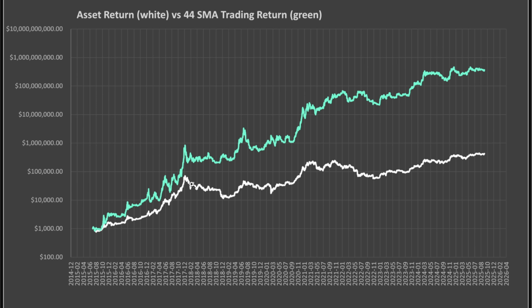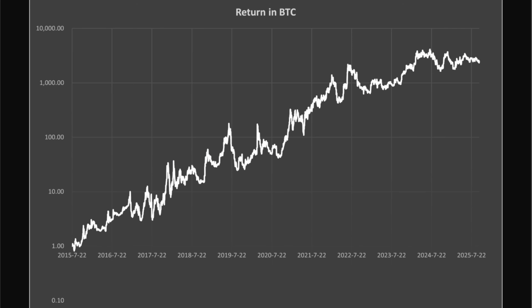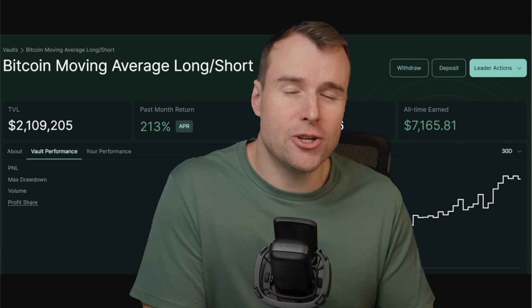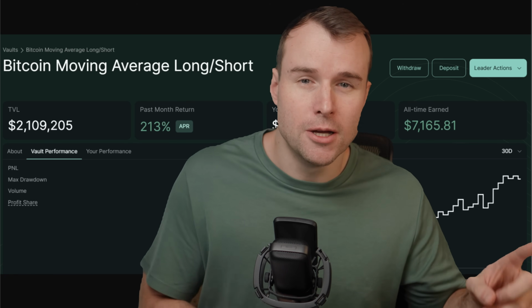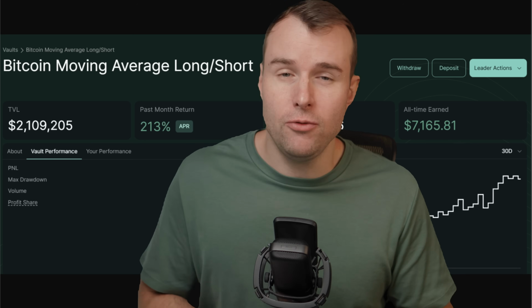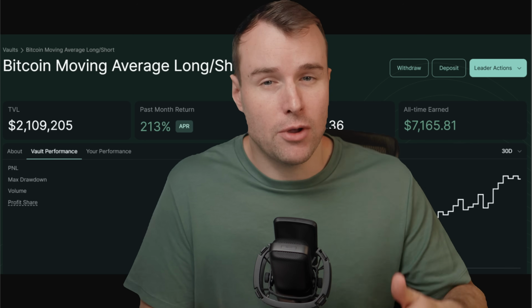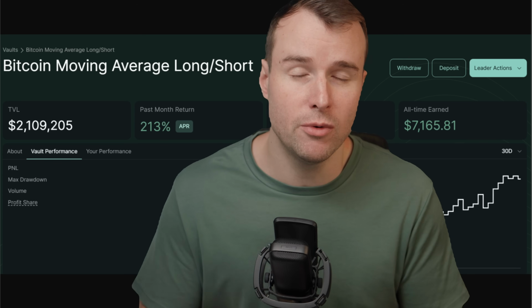Buying and holding is the line here in white. Every horizontal line here, by the way, that's a 10x return. So this performance is more than 100x better than just buying and holding Bitcoin. Here's the same performance measured in BTC. And so that's then the potential alternative to just dollar cost averaging into Bitcoin, trying to ride the market. Now you can simply trade this yourself, right? You can just buy and sell whenever you're above or below the 44-day simple moving average.